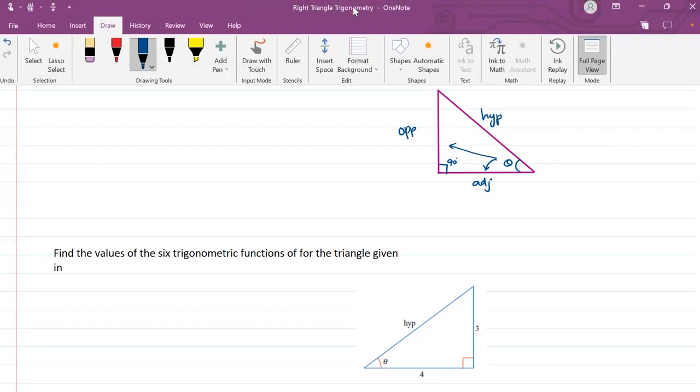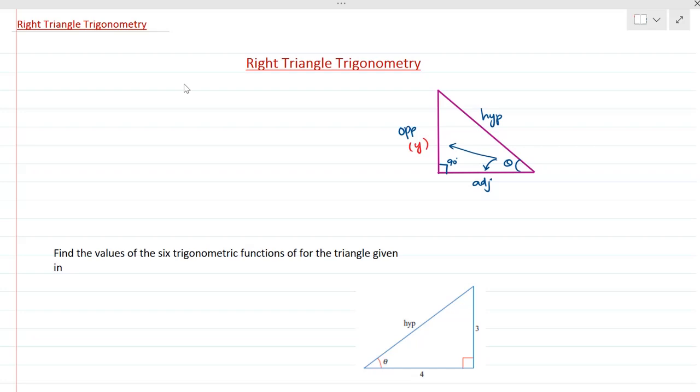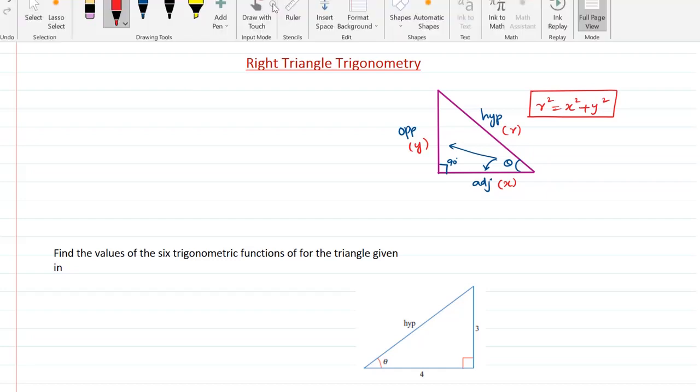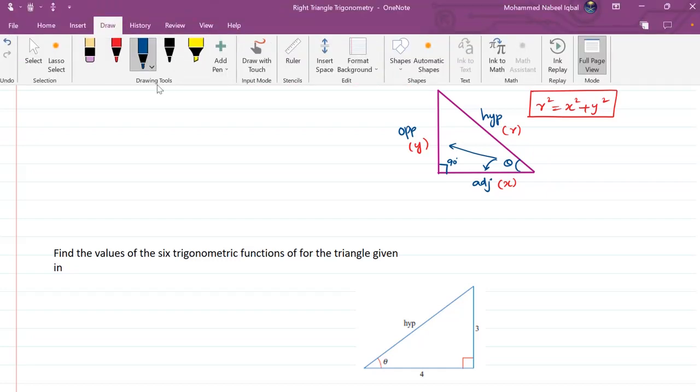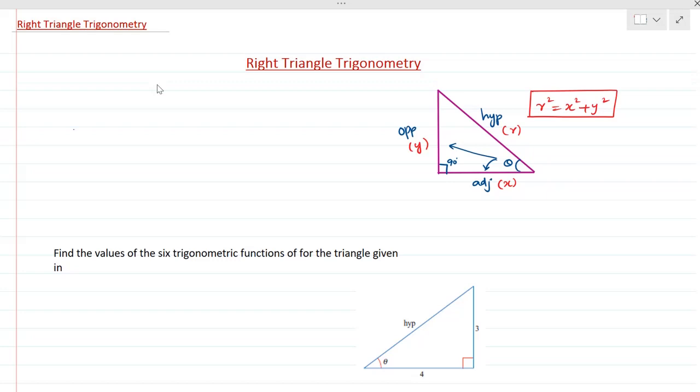Now in terms of x and y, I can write this one as y, this as x, and this is r. Now what is the relationship between these three? r squared is equal to x squared plus y squared. Using this, we can calculate r squared. Now we have to discuss the six trigonometry functions. What are they? First we will discuss sine theta.